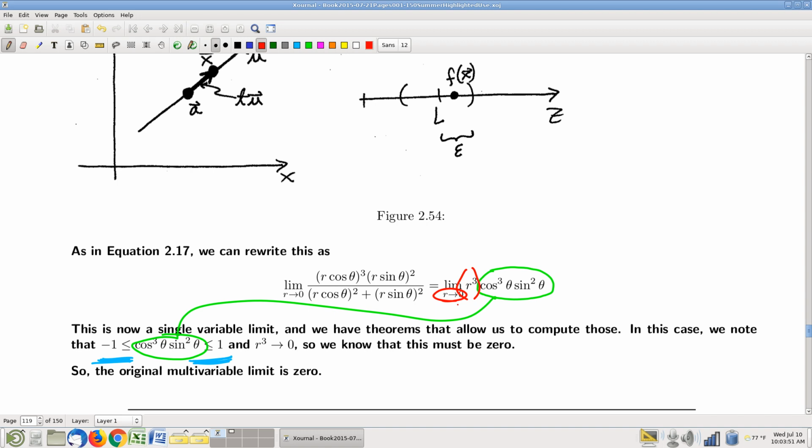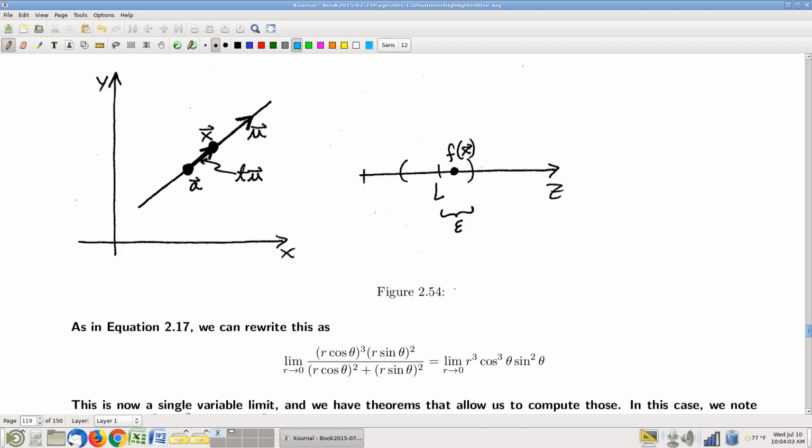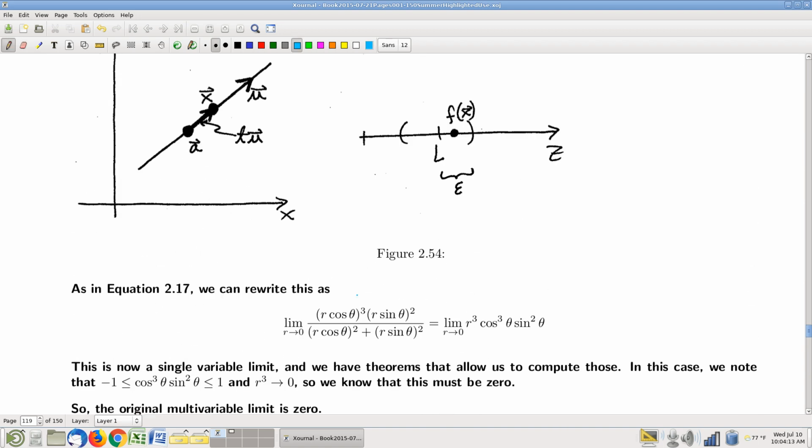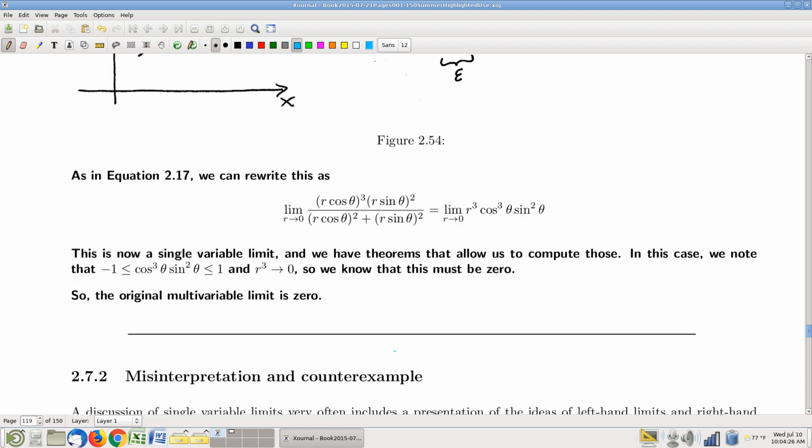Everybody on board? Okay. So critical to this working is that leftover business is bounded. Anyway, we've computed a multivariable limit. Again, a tool for your toolbox. It does not always work. It is only applicable when you're approaching the origin. We got pretty lucky in how this potential unpleasantness simplified so nicely, right? Sine squared plus cosine squared. Nevertheless, every so often this works.